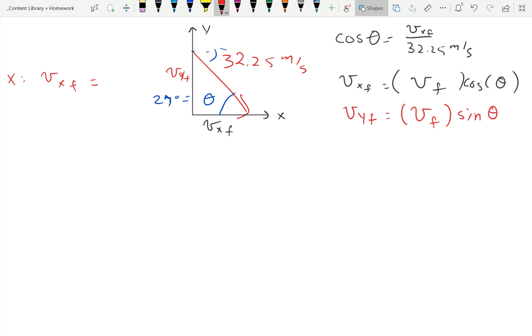Which one of these was changing? Question we've answered many times. Y. And so now I want to relate the initial and the final y's. So vy final squared equals vy initial squared plus 2ay times (y final minus y initial). I'm looking for this here.